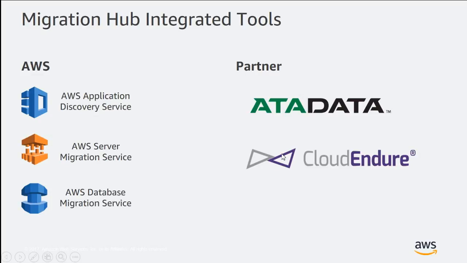We also have two partner tools that are integrated, Atadata and CloudEndure. Atadata's AdaMotion helps you move servers and VMs into AWS, and CloudEndure live migration does the same. Each tool has different benefits, and sometimes customers use a combination of all of these tools, and so we want to make it as easy as possible to track across all these tools in one place inside the Migration Hub.